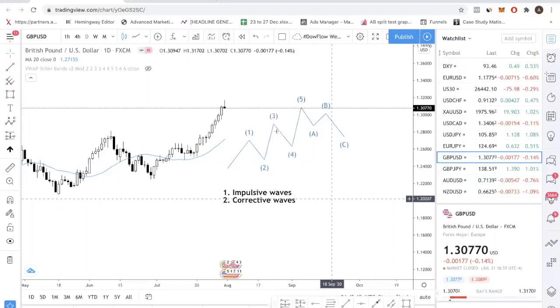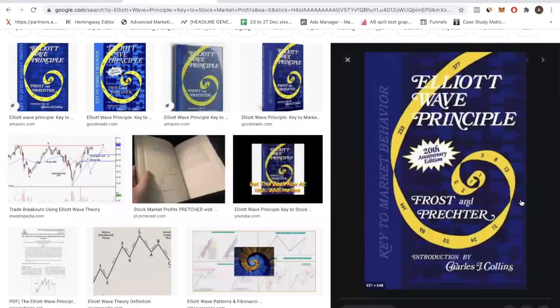I also read this book by this guy. In fact, I read it multiple times. If you are into Elliott wave, then you have probably heard of this book by Frost and Prechter. It's one of the classics on Elliott wave principles. I've read this book like 4 or 5 times, but each time I read it, I get confused as hell. I do not know what's going on.